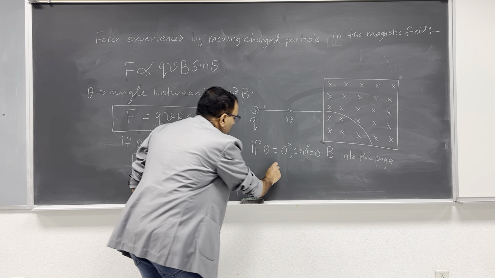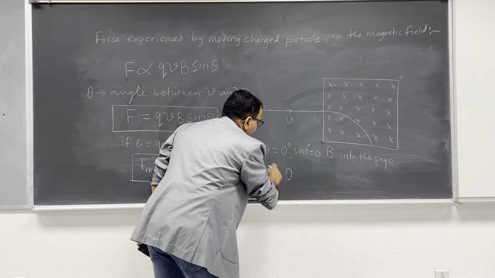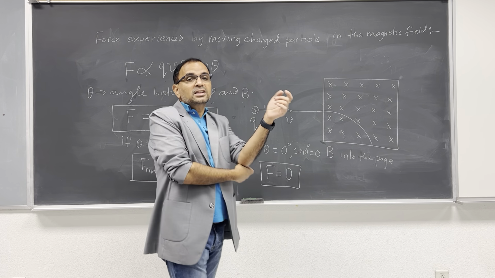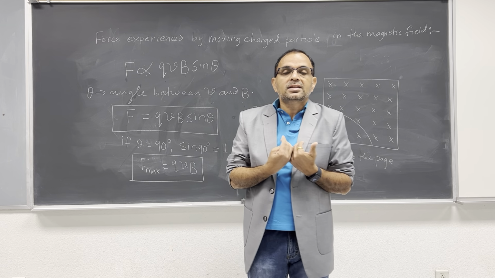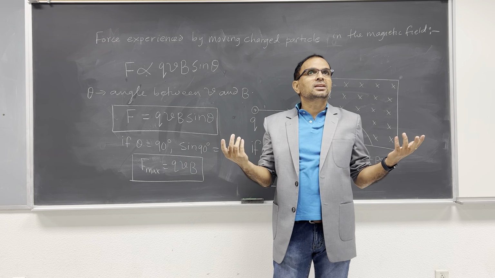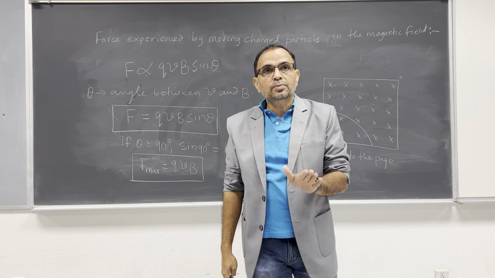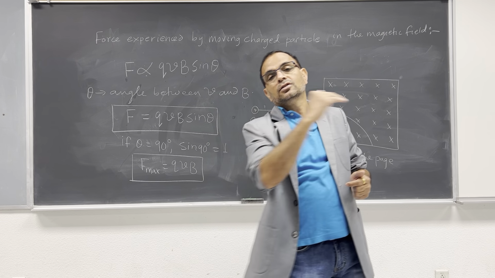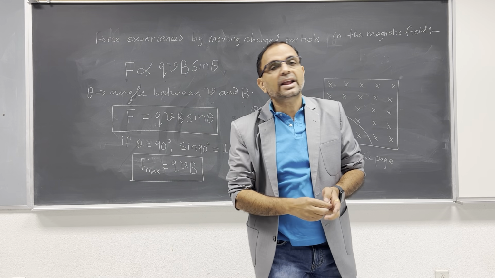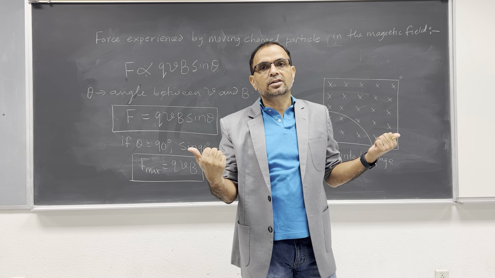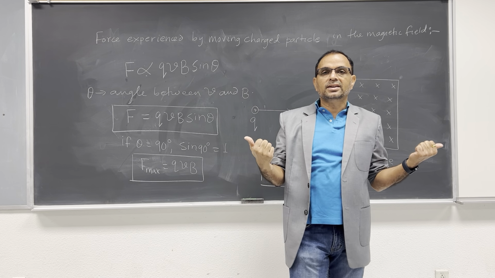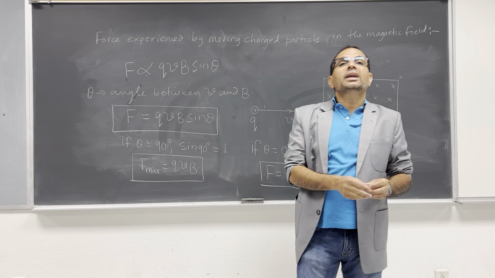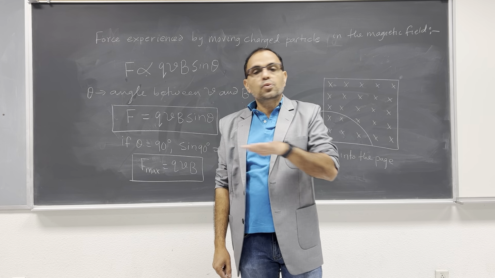This means the force is 0 then. Force is 0, no force. Okay, so if the charged particle is inside the magnetic field but no force, what does that mean? There are two possibilities. One possibility is the charged particle is inside the magnetic field, moving parallel to the magnetic field. Parallel or anti-parallel also, 180 degrees also, sine 180 is also 0, right? So if the charged particle is moving parallel or anti-parallel to the magnetic field, no force on the charged particle.